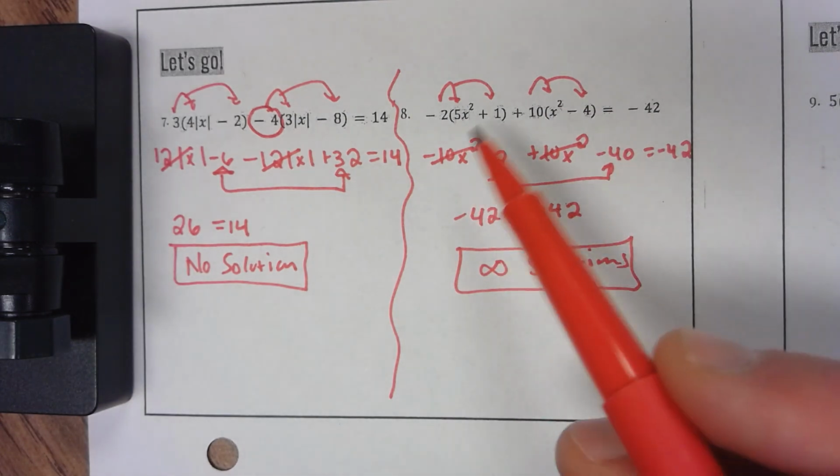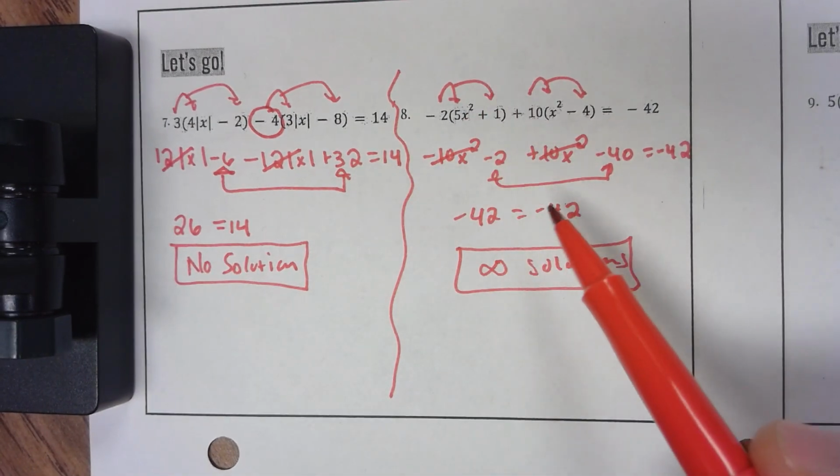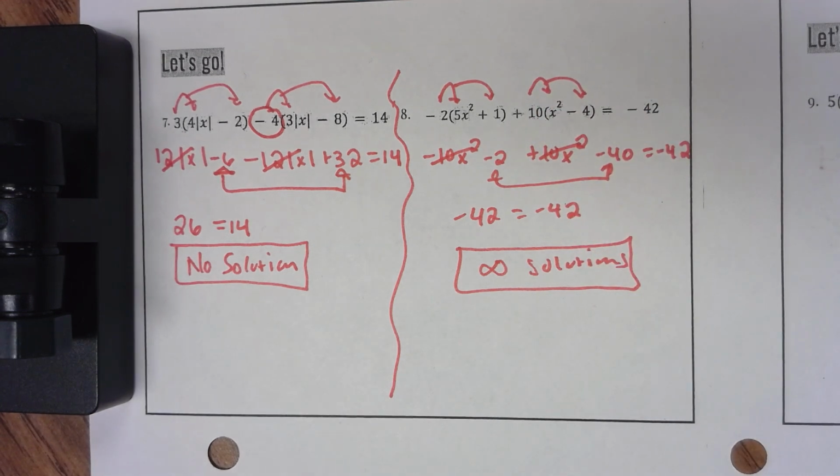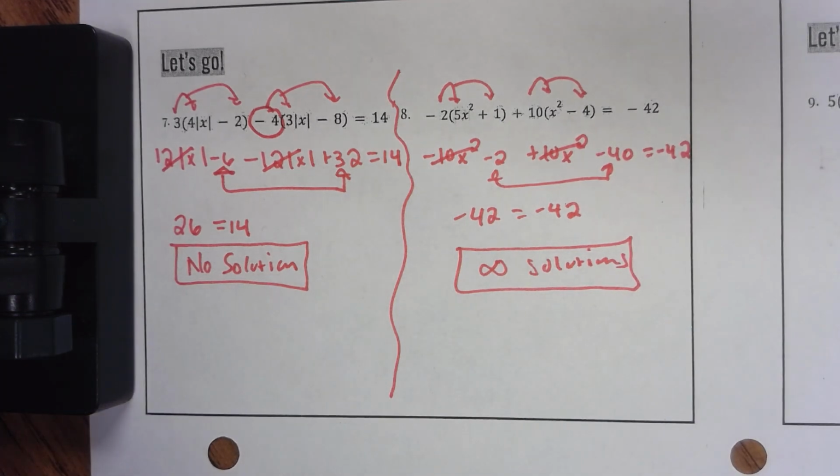Then on number 8, I'm distributing a negative 2 to the first set of parentheses and a positive 10 to the second set of parentheses. Once again, the variables eliminate, and I get negative 42 equals negative 42, which is a true statement, and thus we conclude that there's infinitely many solutions.